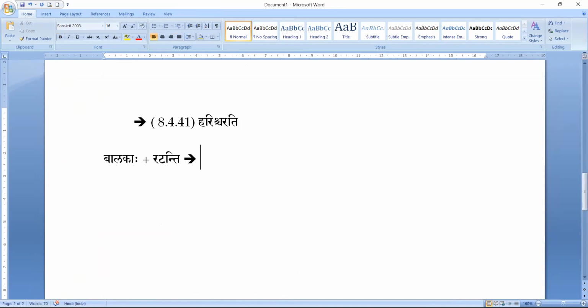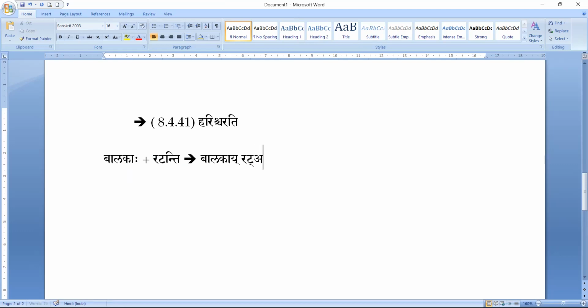Please do the sandhi. What you know you can do. Balaka ratanti. This visarga is nothing but ru, right? Visarga is a, but you understand it's ru. Preceded by what letter? Akara. Followed by repa. Therefore, what will happen to ru? Ru is replaced by yakara. Yakara is dropped. That's what you have to say, right?